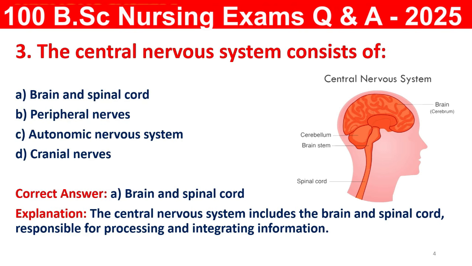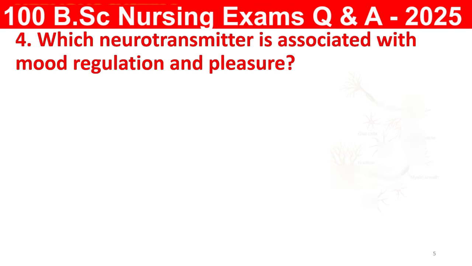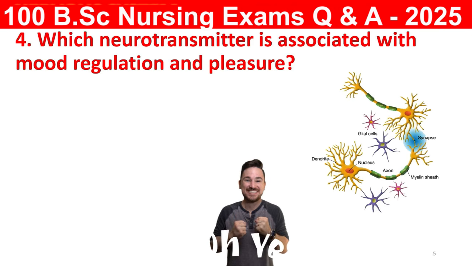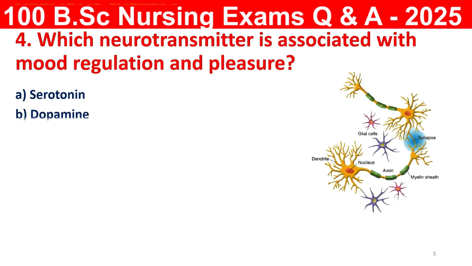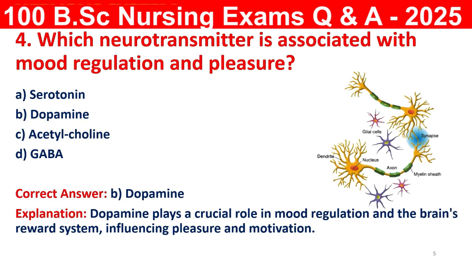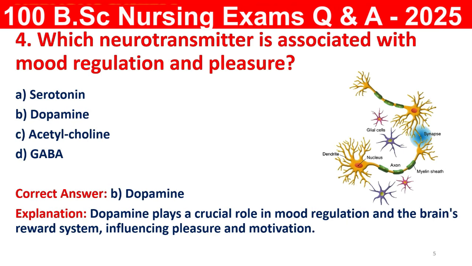Question number 4. Which neurotransmitter is associated with mood regulation and pleasure? Your options are serotonin, dopamine, acetylcholine, or GABA. The correct answer is B, that is dopamine. Dopamine plays a crucial role in mood regulation and the brain's reward system, influencing pleasure and motivation.